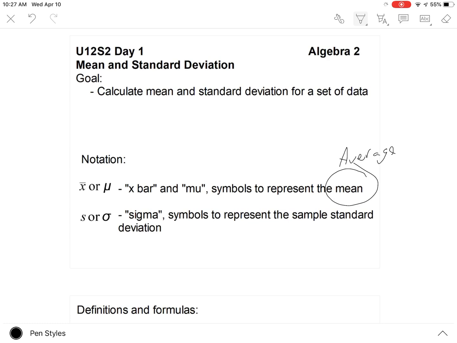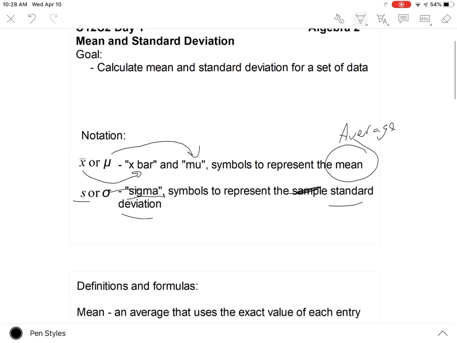You have either what's called X bar, or you've got mu. You have either sigma or you've got S. Now, we're only going to use this sigma one. It actually is not the sample standard deviation. It's actually the population standard deviation.